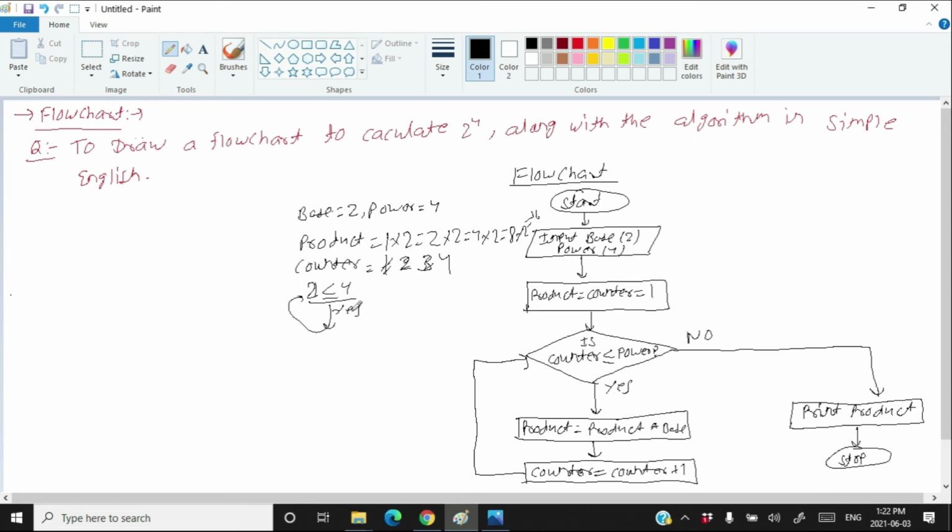Now the new value of counter is going to be 5. 5 is not less than or equal to 4. Therefore, the no condition occurs and you print the product. You print the current value of product, that is 16.